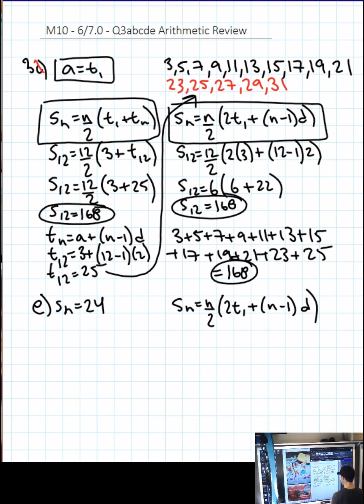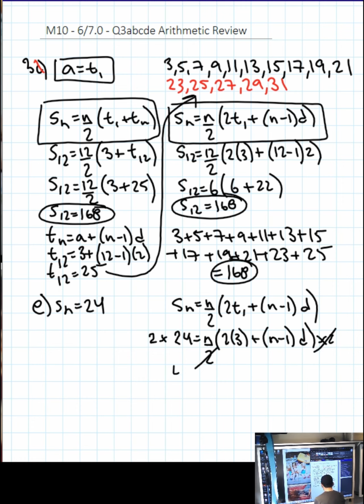So again, we don't know what n is. So Sn, 24, equals n over 2, 2 times t1, so 2 times 3, plus, again, we don't know what n is. So clean that up. First of all, we've got a 2 on the bottom. We can times both sides by 2 and cancel those 2's. 48 equals n open 6 plus. Distribute backwards. Oh, I forgot to substitute d above. I'm going to erase that d and put in a 2 in red. Distribute backwards, plus 2n minus 2.